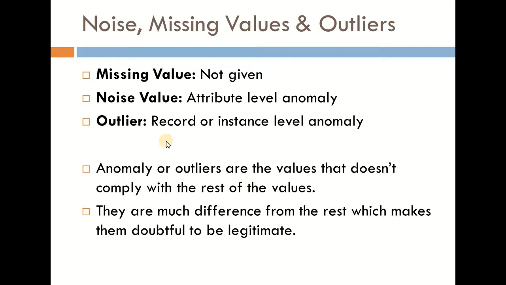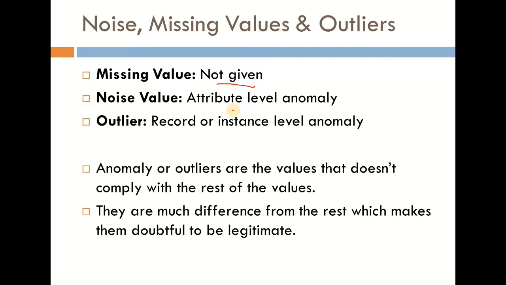Welcome again. In this lecture, we are going to discuss noise, missing values, and outliers in detail. In particular, we will be interested in defining what a missing value is, what a noise value is, and what to consider an outlier. Now, in case of missing value, it's quite obvious that the value of that particular cell is not given. That is, a record or an instance does not have a value for one of its features.